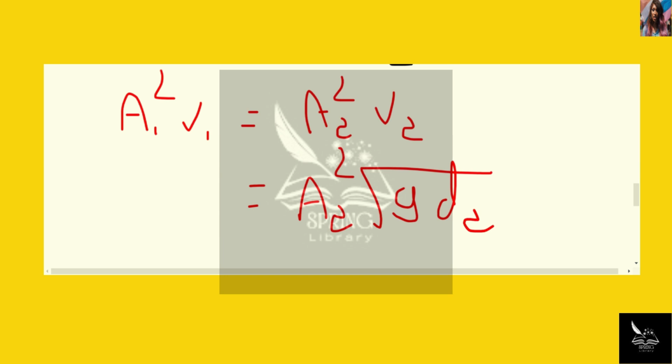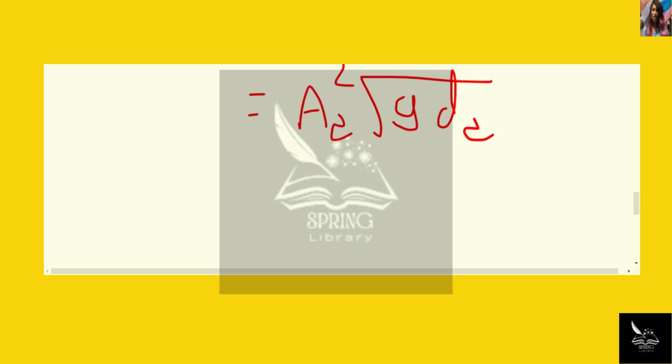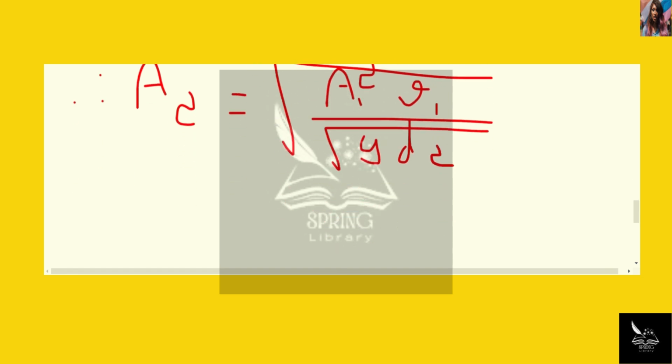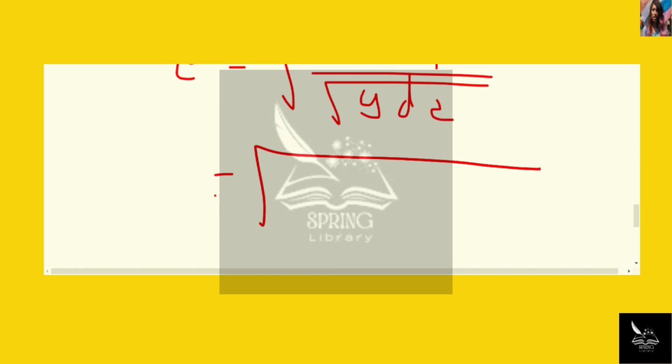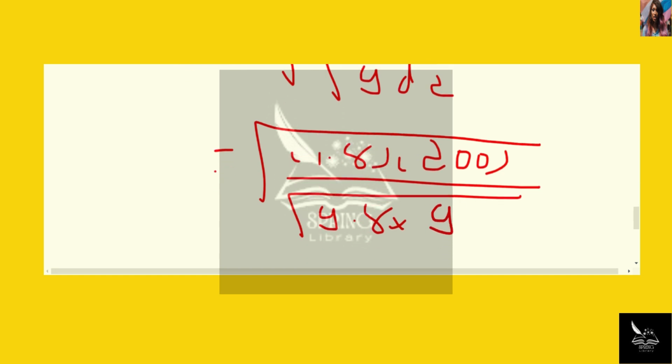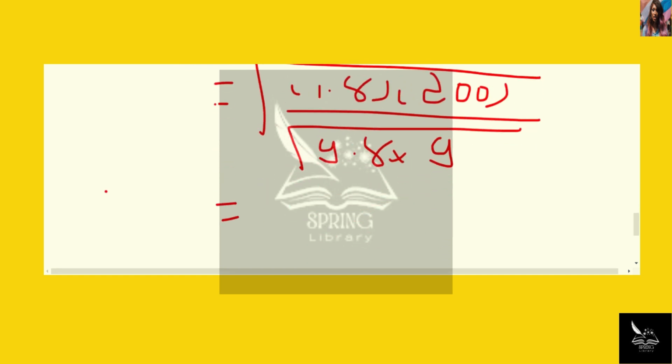Now rearranging and solving for the amplitude A2, the A2 will be equivalent to the square root of A1²v1 divided by the square root of gd2. Now let's put all the values here. So the square root of 1.8 times 200, upon the square root of 9.8 times 9. So the answer will be 8.307 meters.